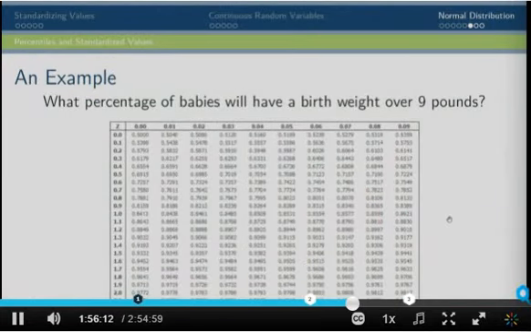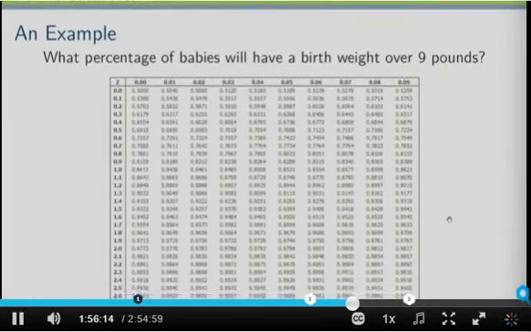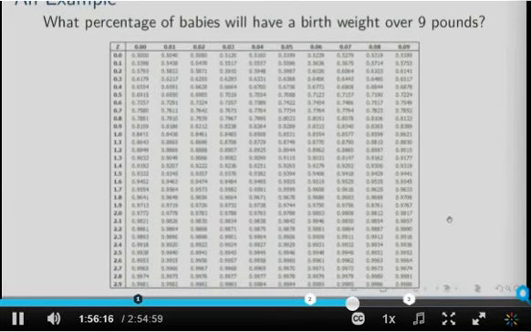All right, so hopefully you can see this. I need to compute a z-score for 9 pounds. Once I have a z-score for 9 pounds, let's say that my z-score is 1.22. Then I look here at z equals 1.2, and I look where the second decimal place is 2, so 1.22 is right here. The area to the left of that point would be 0.8888. And so the probability I would be looking for is 1 minus that number.